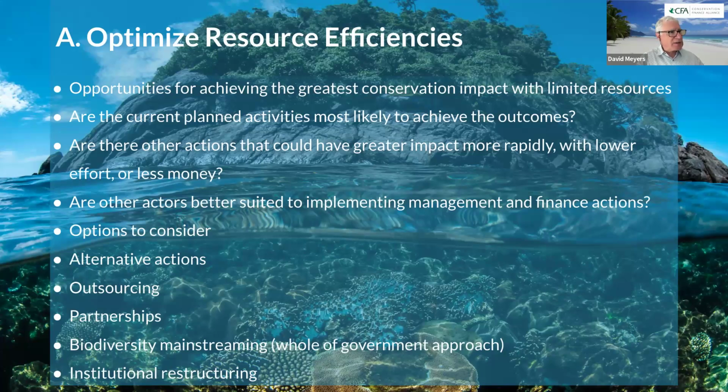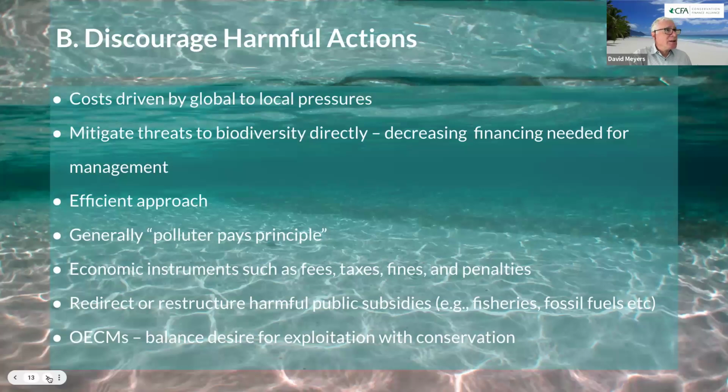So again, options to consider: alternate actions, outsourcing, maybe partnerships, and then things that are more related to policy like biodiversity mainstreaming or institutional restructuring. Oftentimes the institution itself requires some streamlining for effectiveness and implementation. The second guideline is discouraging harmful actions.